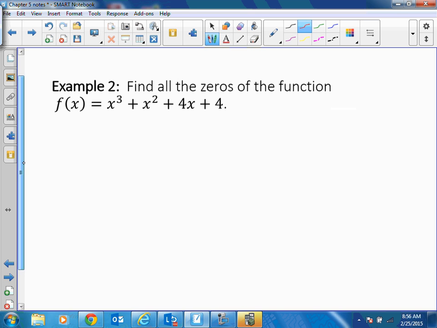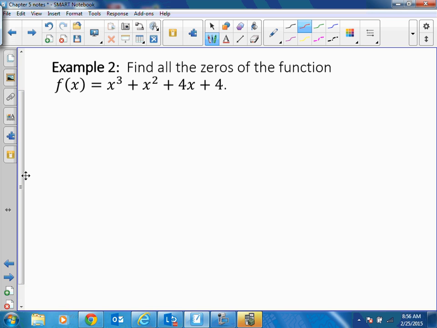It says find all the zeros of the function. There's a bunch of different ways you can solve this particular problem, but if you recognize it, it can be factored by grouping. So that's the way I'm going to do it. First thing I'm going to do is set it equal to 0. If there are 4 terms and I can factor by grouping, I'm going to do that. So I'm going to group the first 2 and group the last 2.